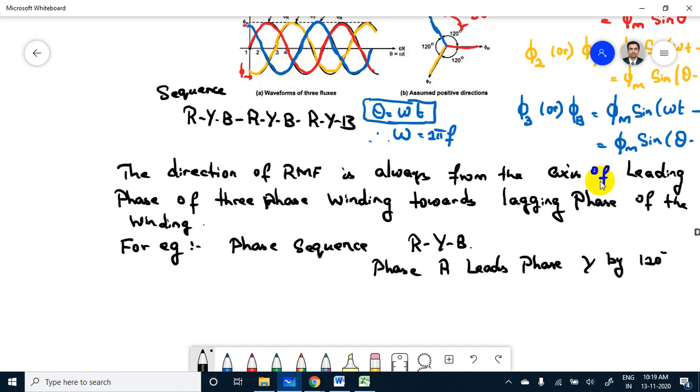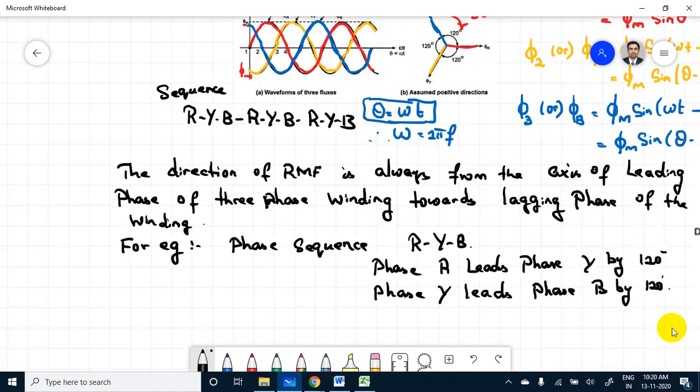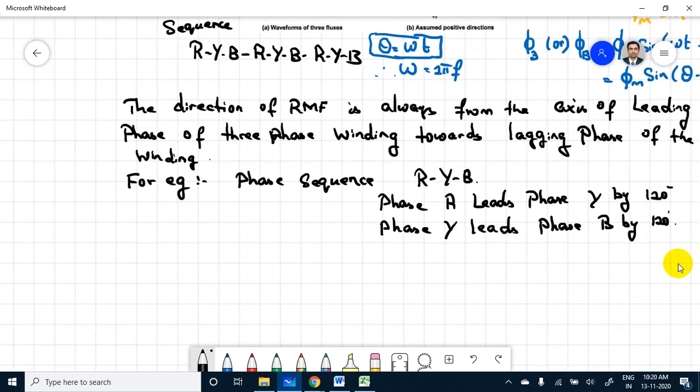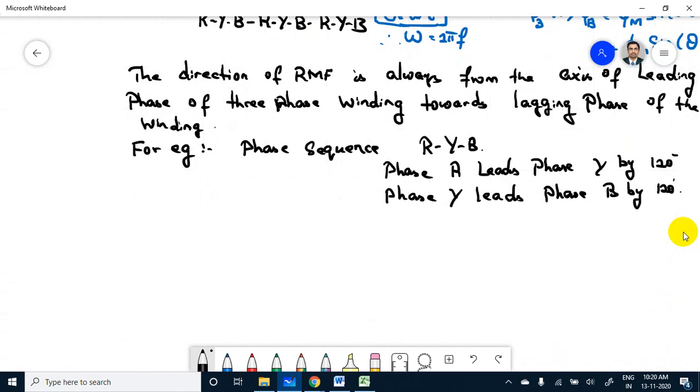120 degree, and in similar manner the phase Y leads phase B by 120 degree. Okay, so therefore the rotating magnetic field which rotates from axis R to Y.